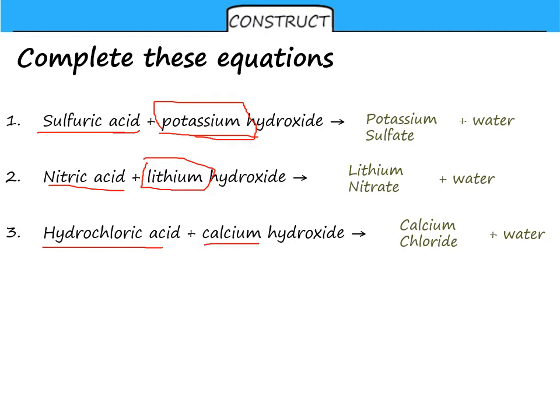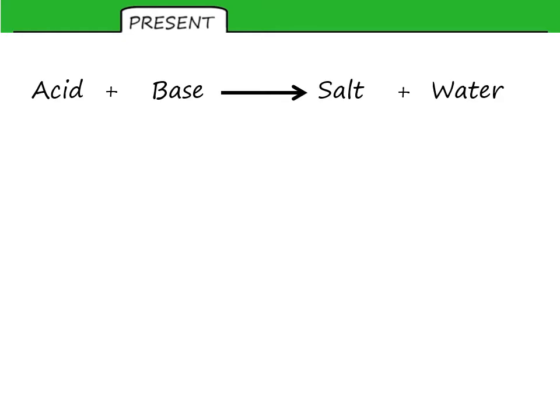Just take a minute to make sure that you can remember that sulfuric acid will produce sulfates, nitric acid will produce nitrates, and hydrochloric acid will produce chlorides. Another form of the same equation is an acid plus a base produces salt plus water. You remember that an alkali is a soluble base. Many bases are insoluble, but the bases that are soluble are called alkalis. So it's a different form of the same equation.